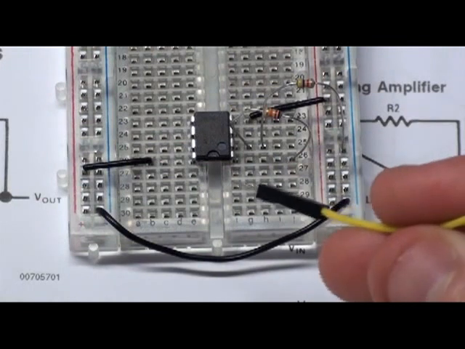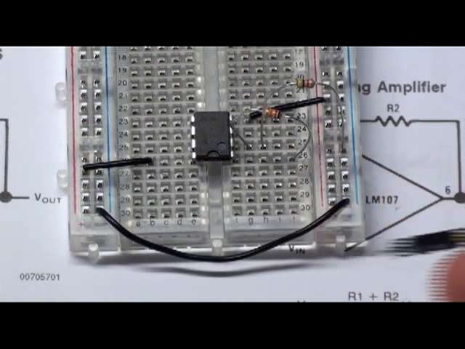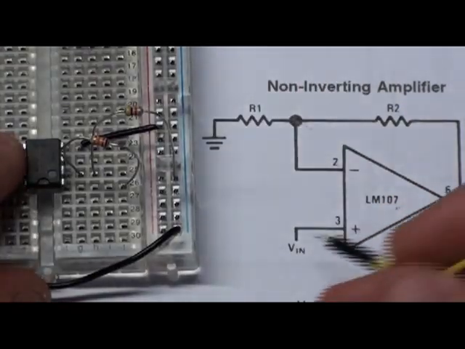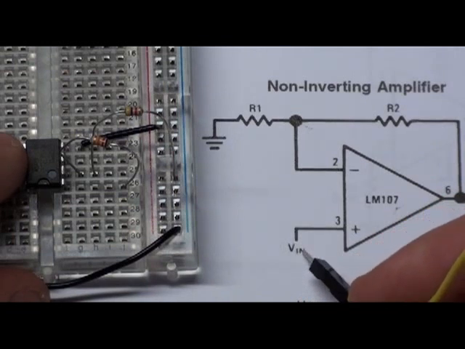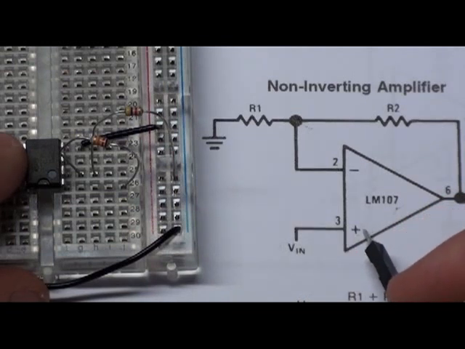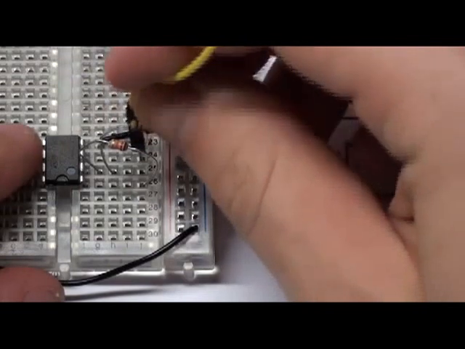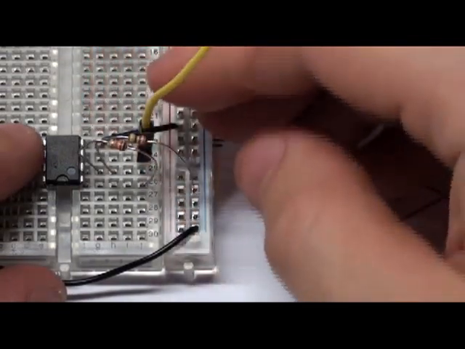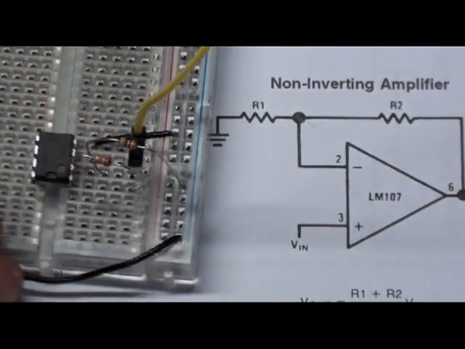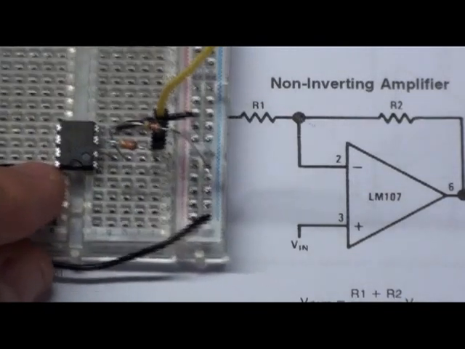This yellow one is our input signal, and according to this, our input signal should go into V in, which is the plus, and the plus, if you remember the data sheet, is pin 3. So put it in there. That's now connected to pin 3 on our breadboard.